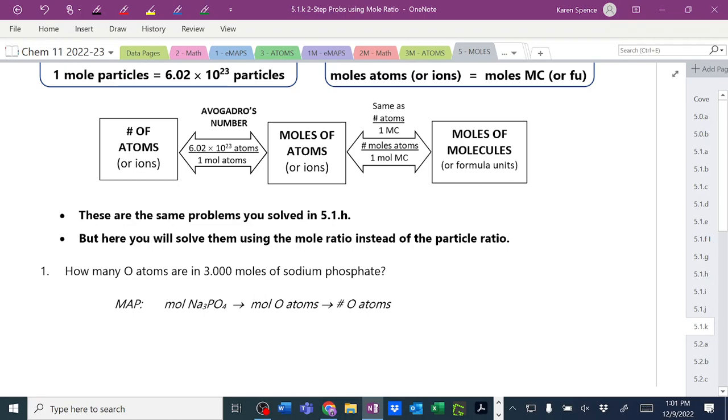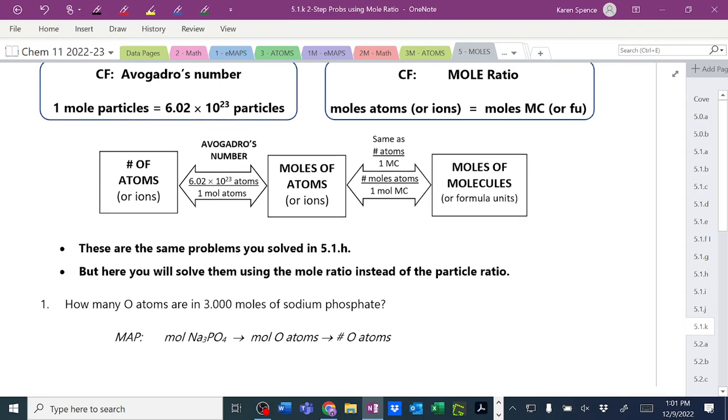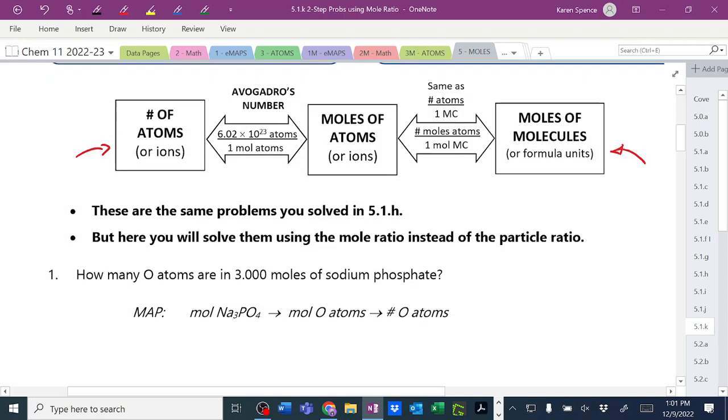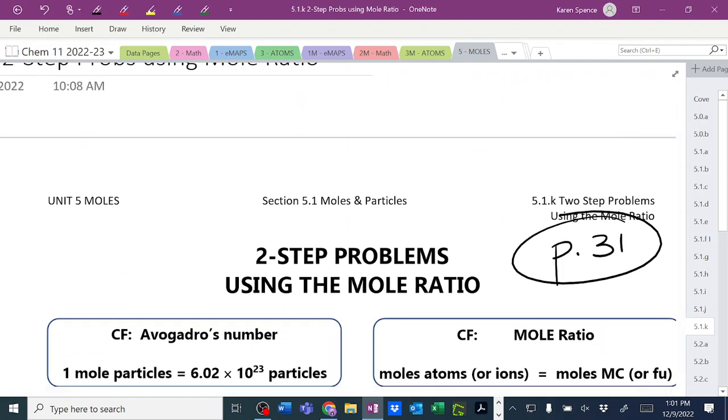Let's try a few of these. Let's try the first couple together. And feel free when you're looking at it to use this little thing to help you find your map. Okay? Back on page 31 here.